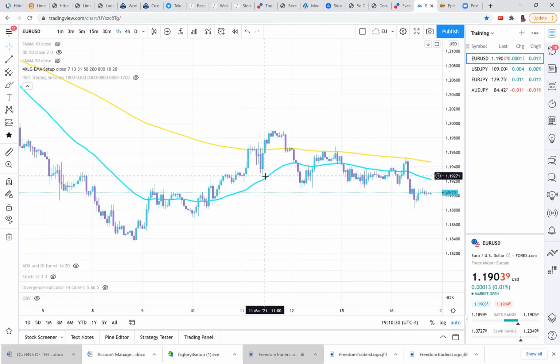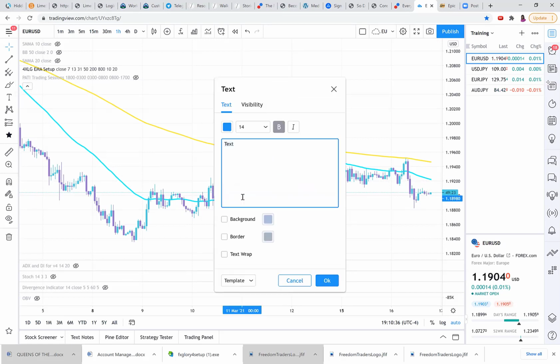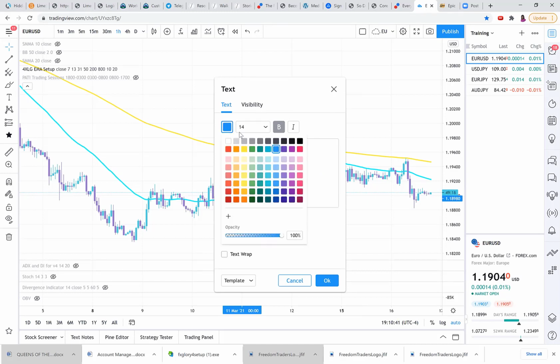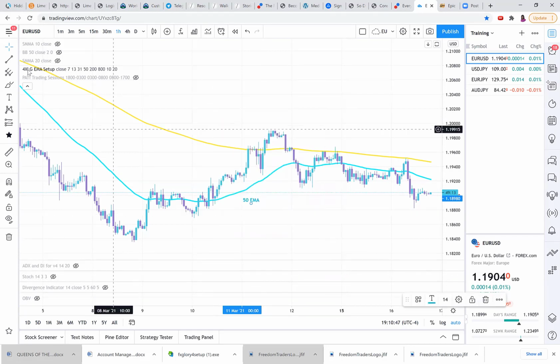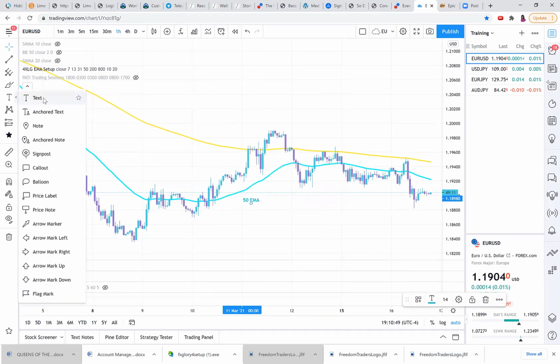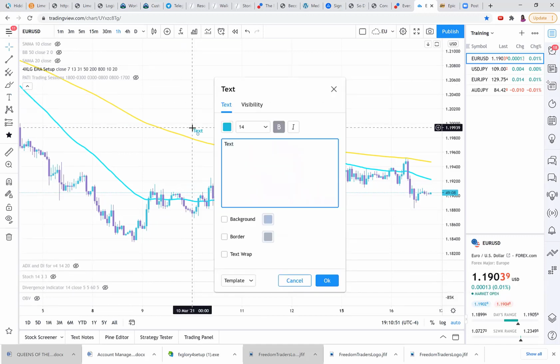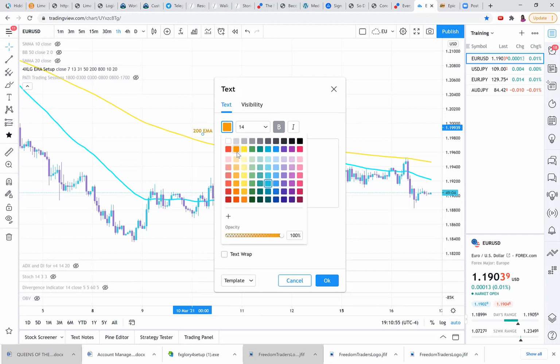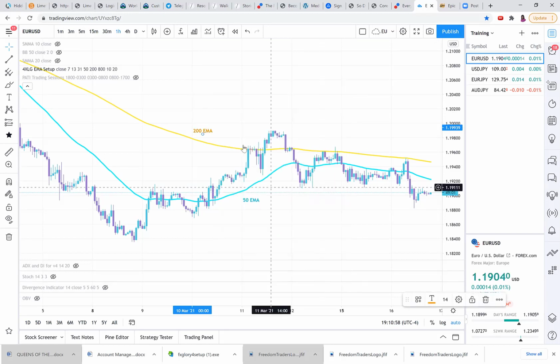So we are looking at the 50 moving average, and I'll write that here. In the teal color is the 50 EMA, exponential moving average. We'll put it in the same color. And then the yellow one is the 200 EMA. I'm going to make that orange just to make sure you can see it. So these are the two moving averages that we have. I want to show you how to add those to your chart.